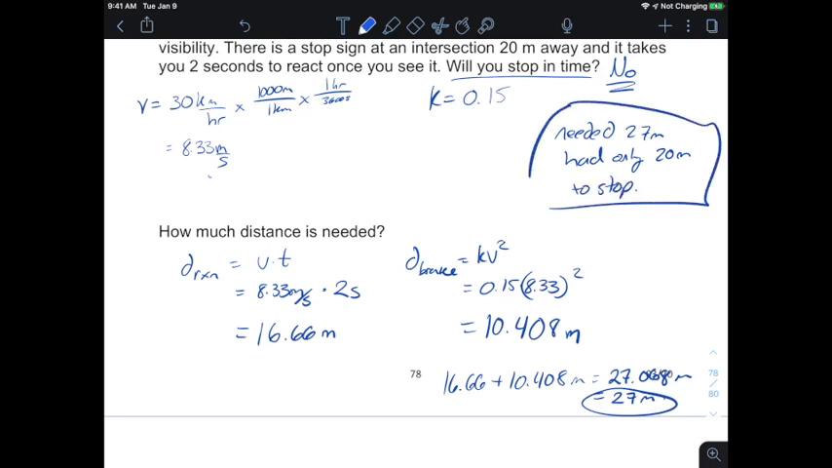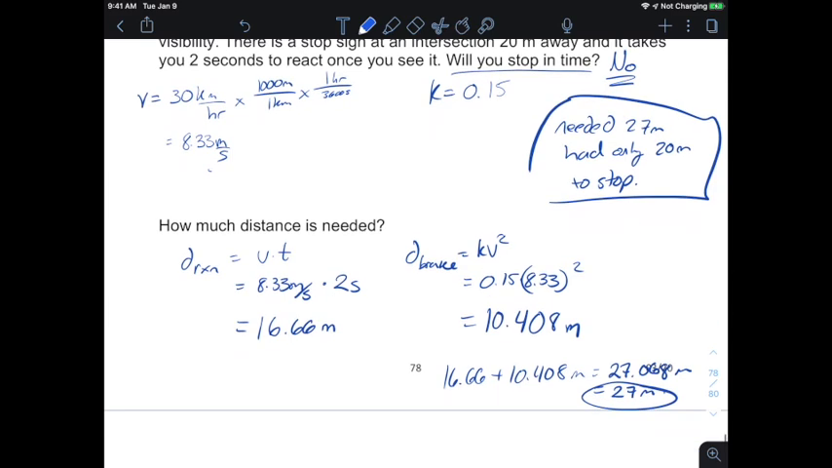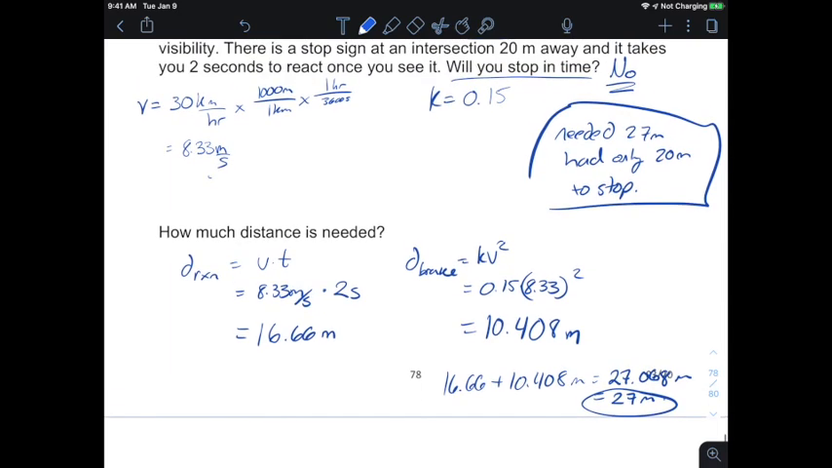So I think that's a really interesting question, right? Because we're traveling 30 kilometers per hour. That's a very slow travel speed. So the hope here is that your reaction time is going to be faster than 2 seconds. That would be my solution to this problem, is hopefully you're going to be stopping. You can't fix the road conditions. All you can do is fix how aware you are of the road.